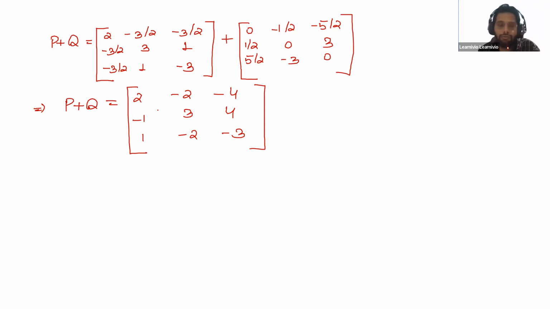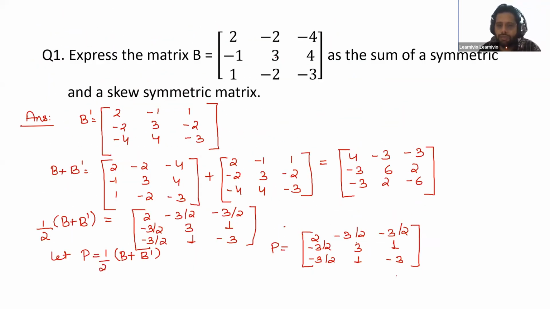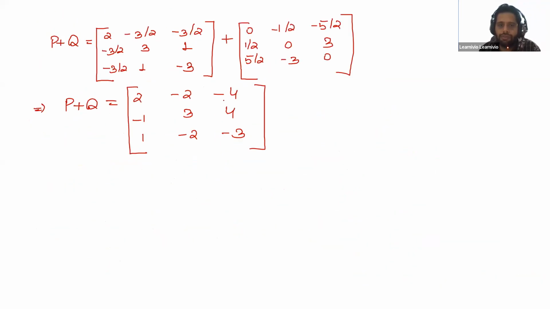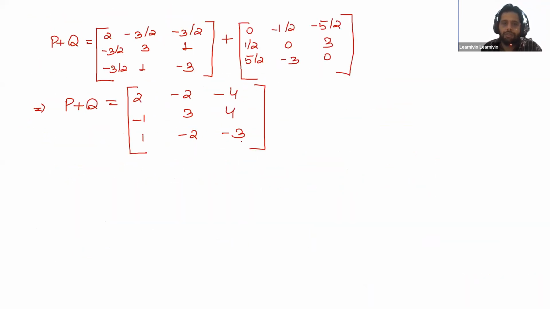Now we will check the original question. Original question is what? First row is 2, minus 2, minus 4, which is same here. Minus 1, 3, 4, which is same here. 1, minus 2, minus 3. So P plus Q, we will get what? This is equal to B.